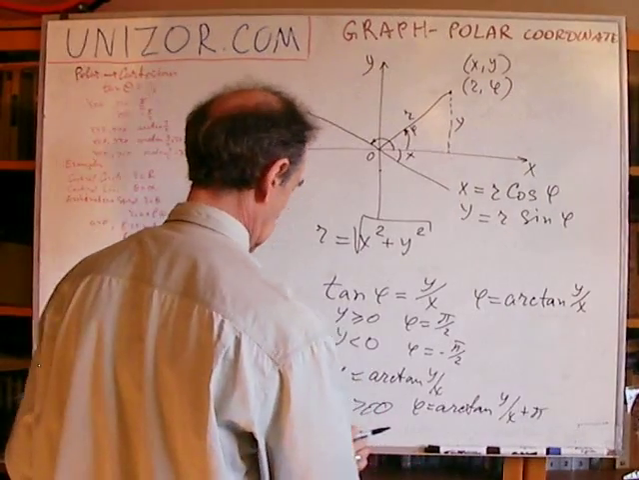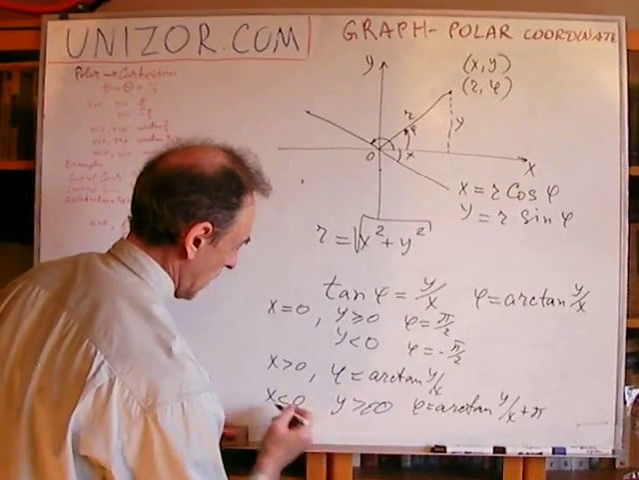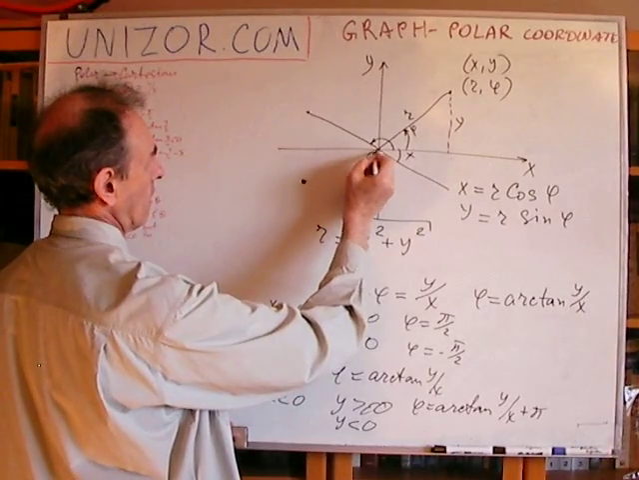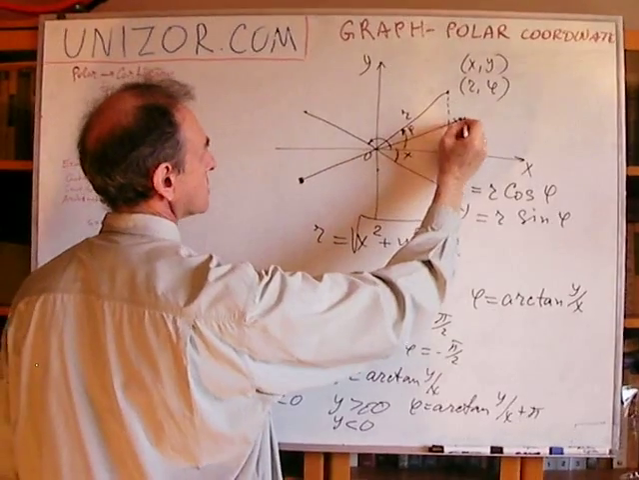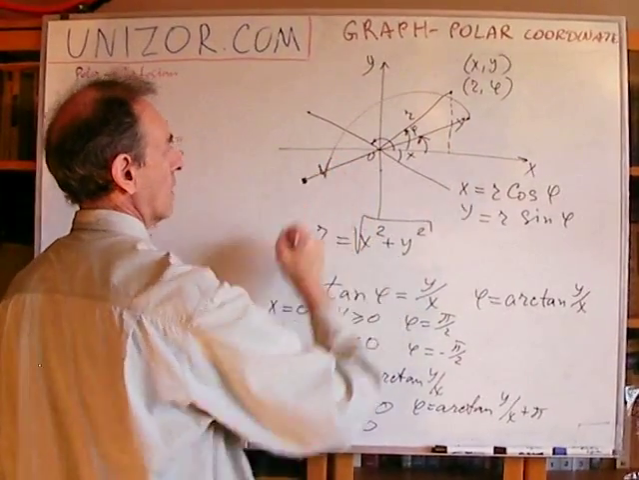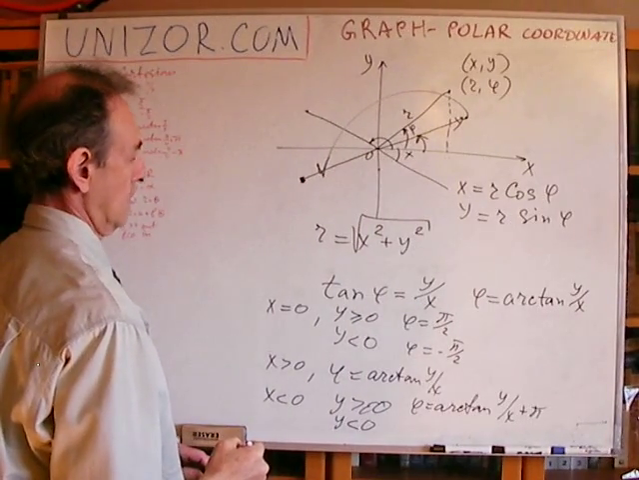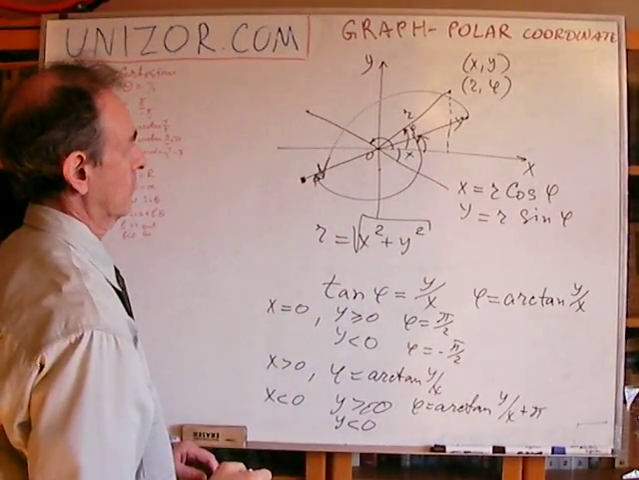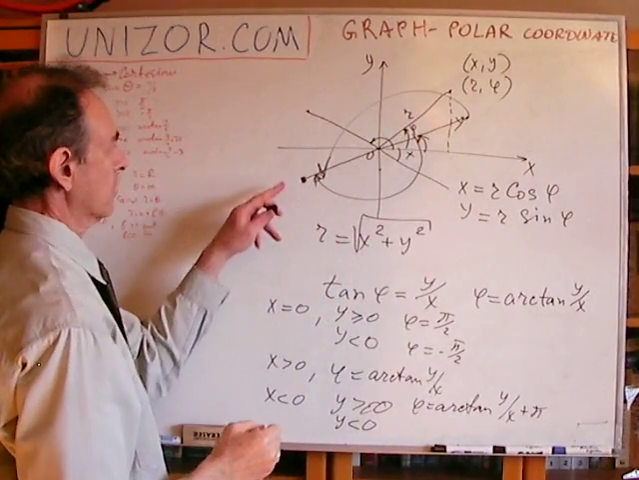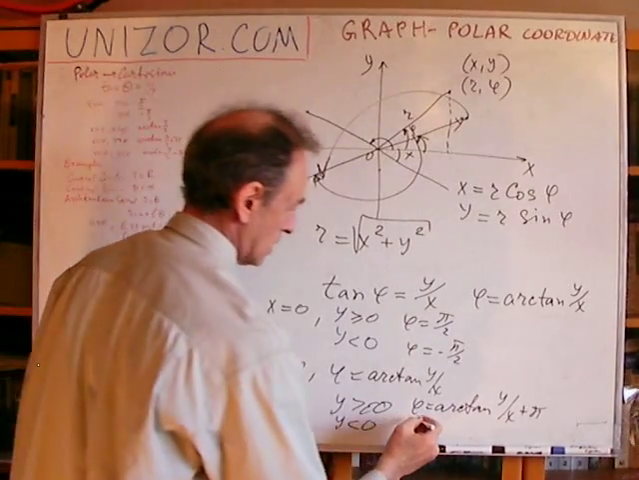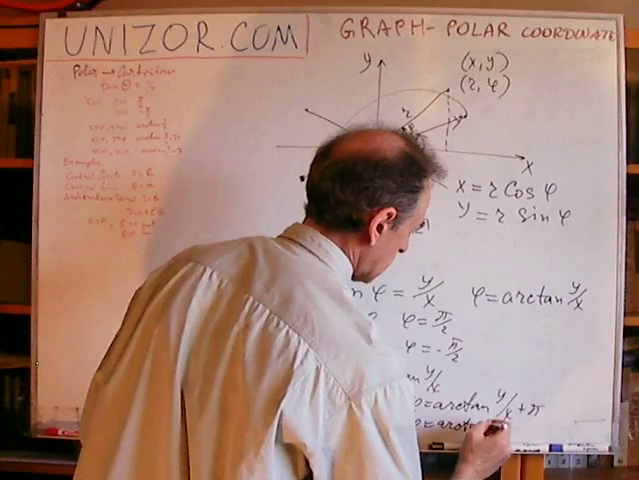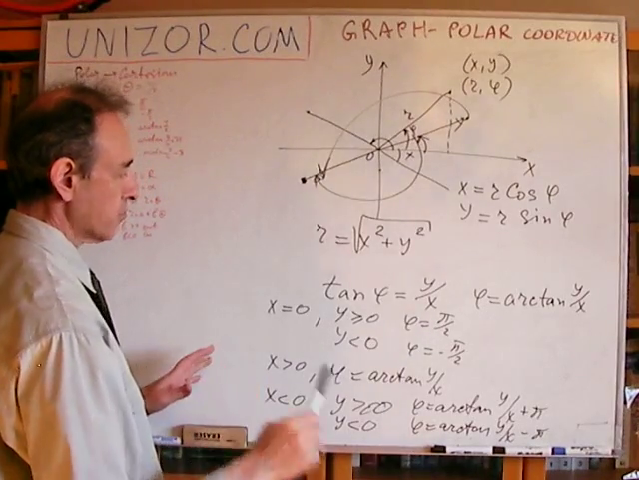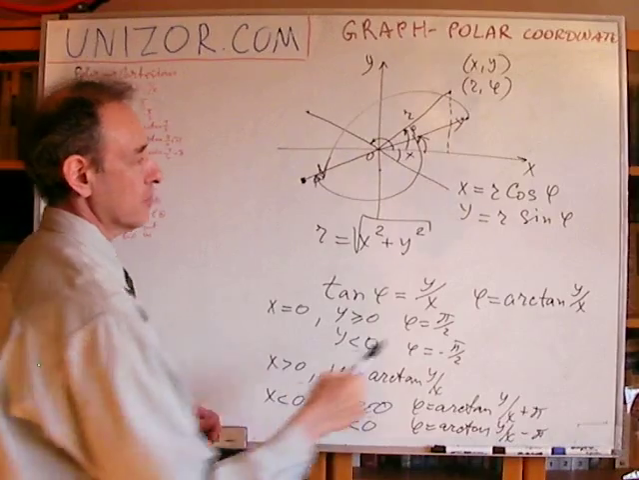And finally, if x is less than 0 and y is also less than 0, so it's somewhere here, I can always say that this is the same as this plus pi. We have to go negative pi. From this point, we go backwards, because all these guys have negative pi. So it's equal to the same arctan y over x minus pi. So it might actually look a little complicated, but this is the main thing.